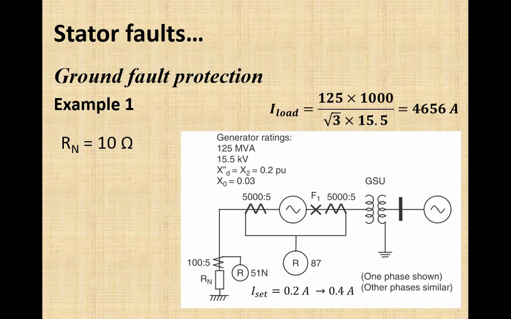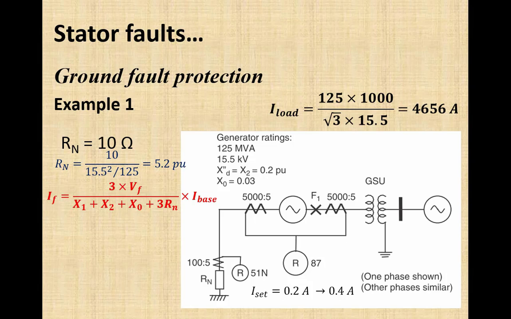Now the third case, when we are using very high grounding impedance, grounding resistance, this time we have inserted 10 ohm, that is 10 times higher than the previous value of grounding resistance. So the per unit value of this resistance is 5.2 per unit. And if we substitute the value of reactances and 3 times this grounding resistance in this equation, multiplied with the I base, the fault current will be 895 ampere. This is the single line to ground fault current.